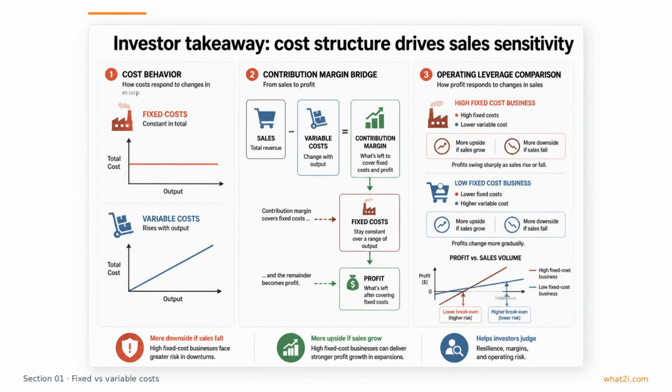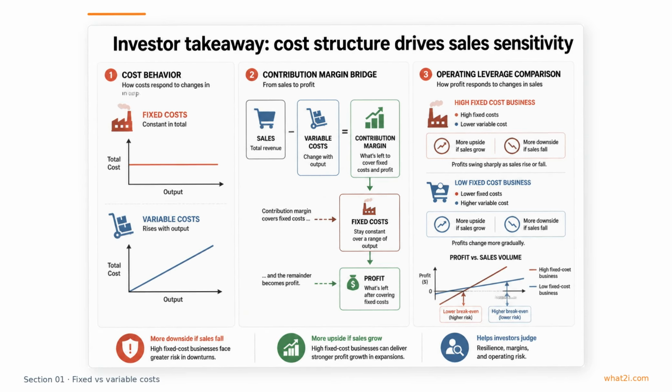For investors, cost structure is really a lens on sales sensitivity. Fixed costs stay constant in total over a range, while variable costs rise and fall with output. Contribution margin links each sale to the process of covering fixed costs and then generating profit. Fixed costs become powerful when volume grows. That creates both upside and downside, which is why cost structure tells you something about resilience as well as growth potential. With that foundation in place, we can move from cost categories to the broader idea of economies of scale.